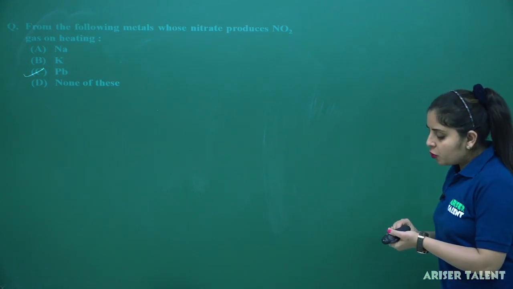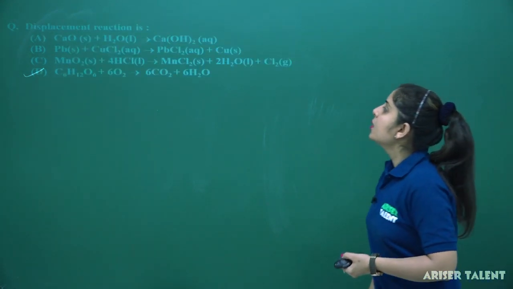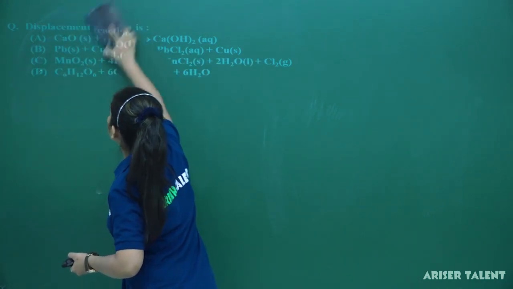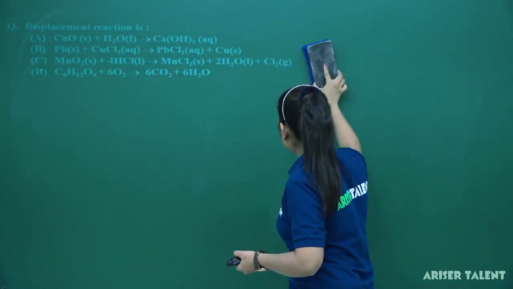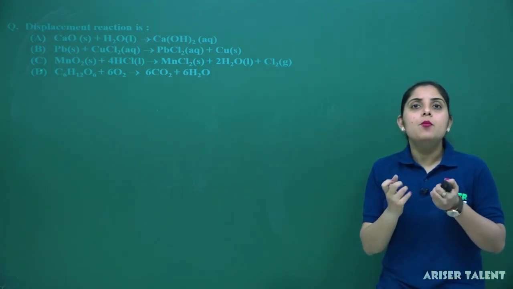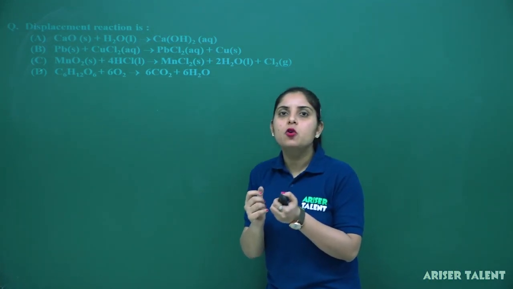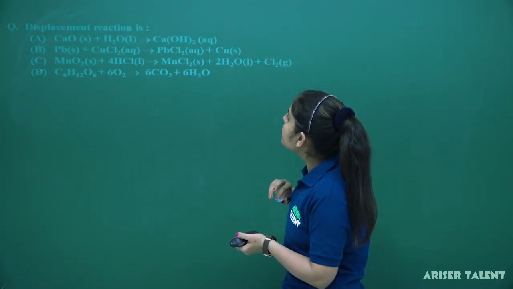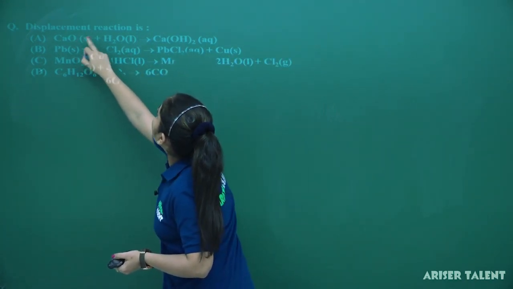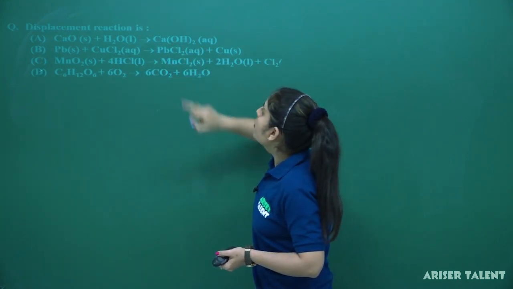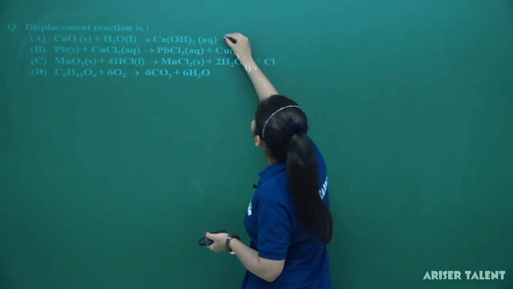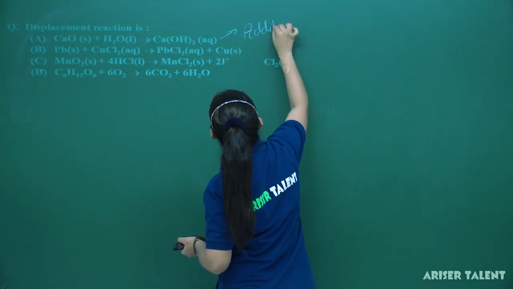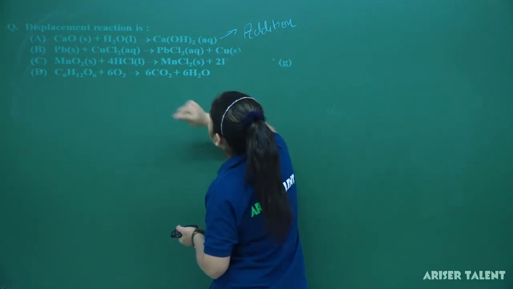Now we are on our next question. Displacement reaction is. So what actually is the displacement reaction? Displacement reaction is a reaction in which the more active metal will displace the less active metal. So I am considering all these options one by one. CaO plus H2O gives Ca(OH)2. It means this kind of reaction is addition because there is an addition of elements.